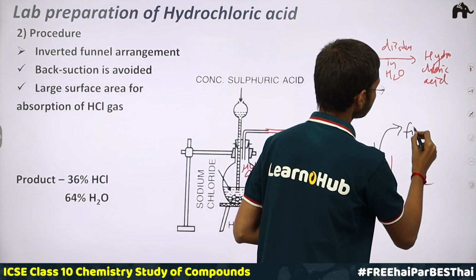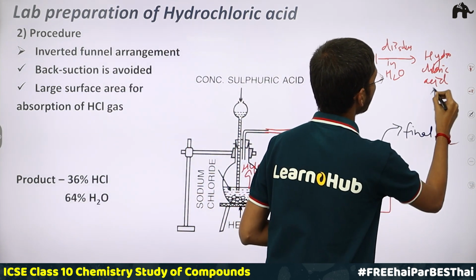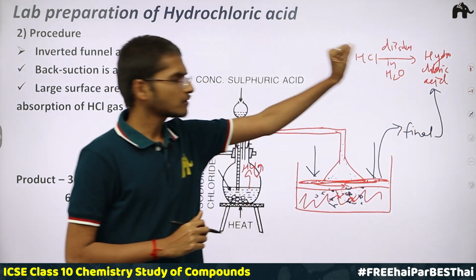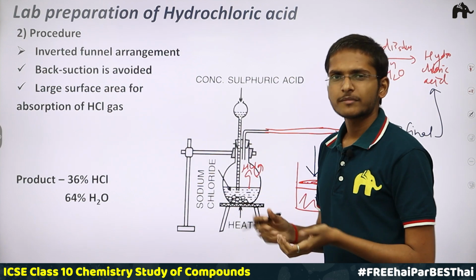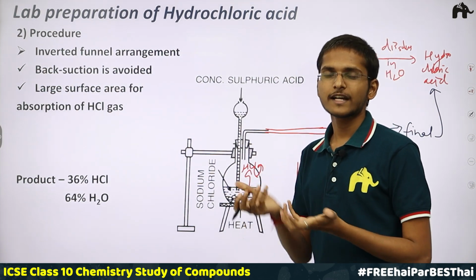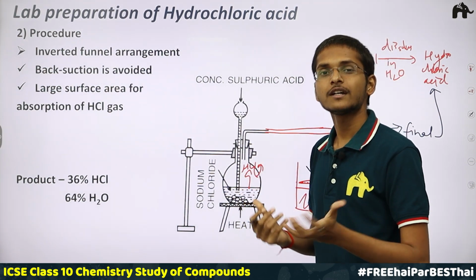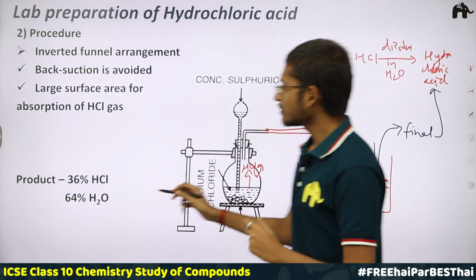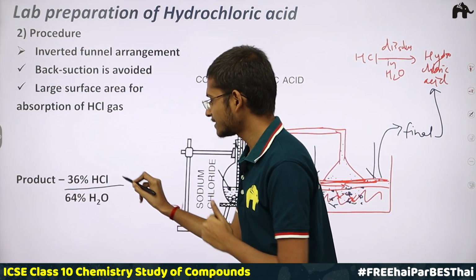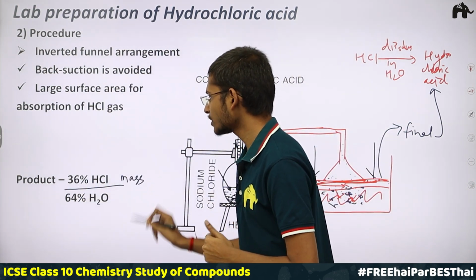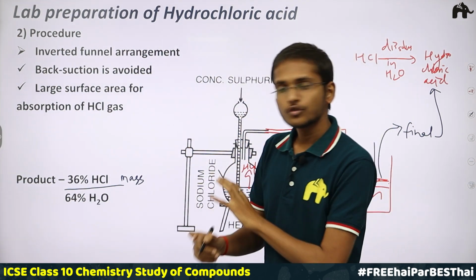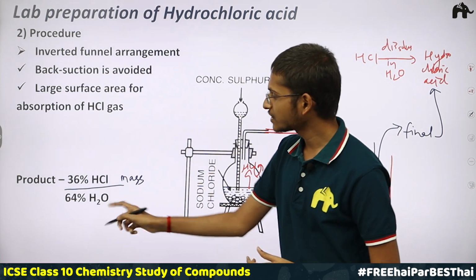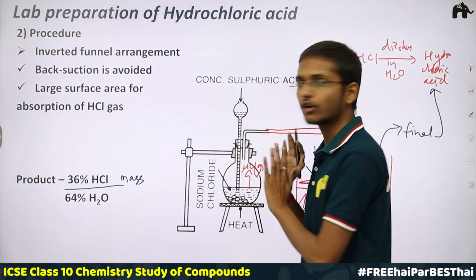Which is this hydrochloric acid. Now one interesting thing about this final product is that it is quite concentrated, because it's saturated, so no more HCl gas would get dissolved. And the composition, you can remember, is 36% HCl by mass. So if you are taking 100 grams of this hydrochloric acid, you would find 36 grams HCl in it and 64 grams water in it. This is the meaning of it.